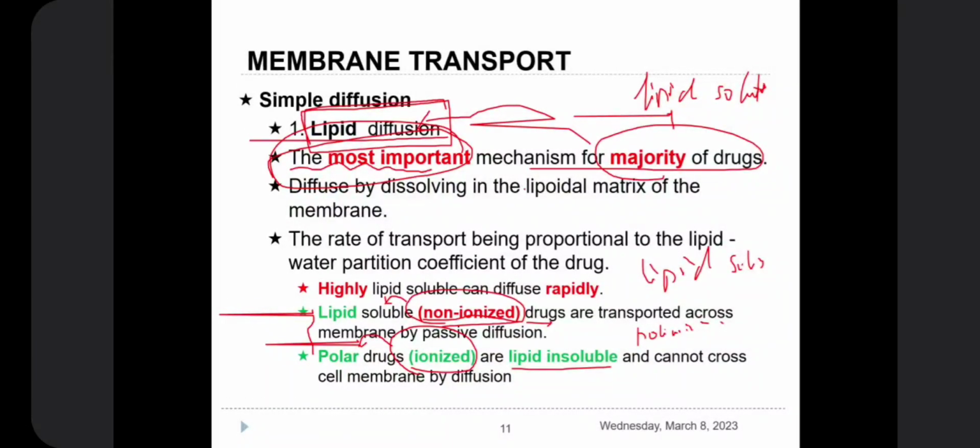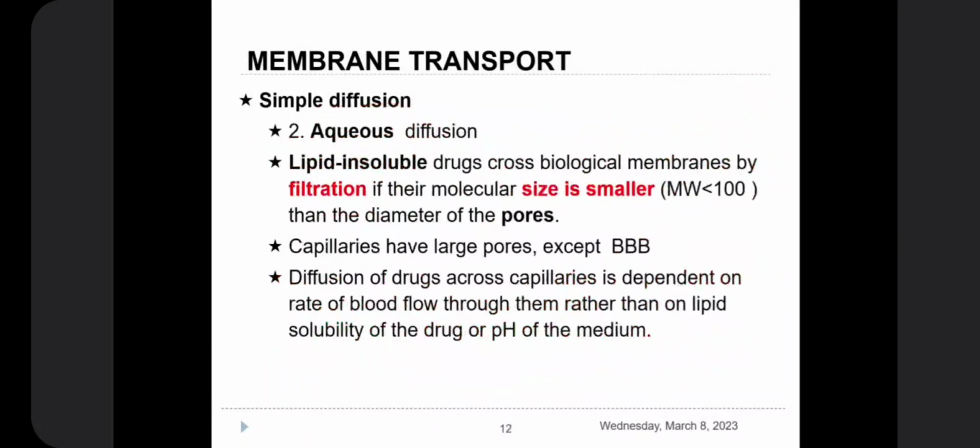And what drug is suitable for lipid diffusion? You can see here. Okay, next one, aqueous diffusion. Aqueous diffusion, because it's a water-soluble drug, so it cannot directly cross the membrane. It can cross the membrane through the water pore.